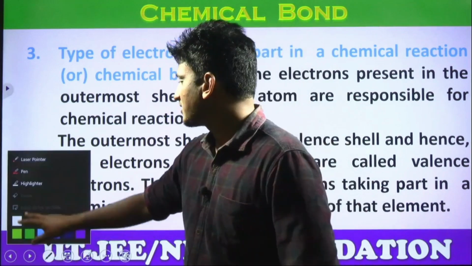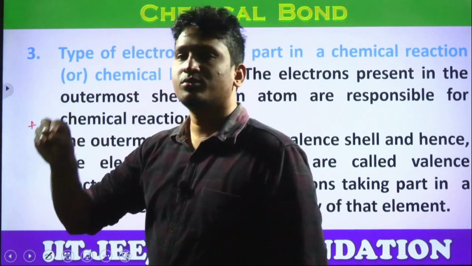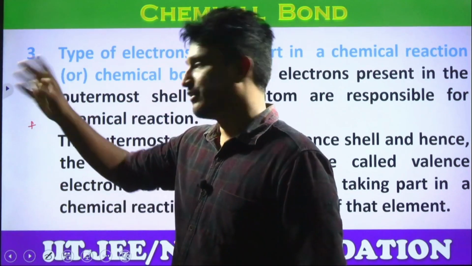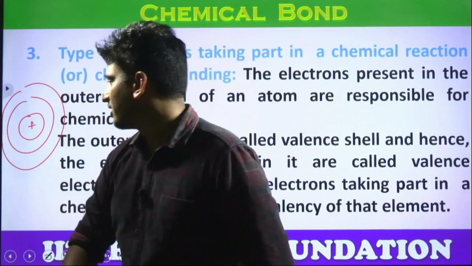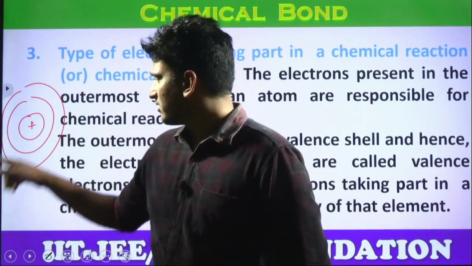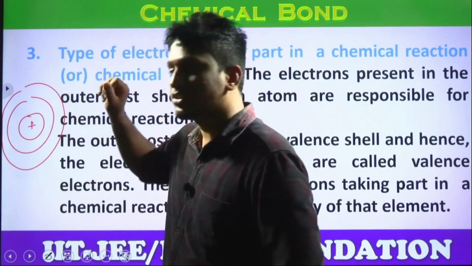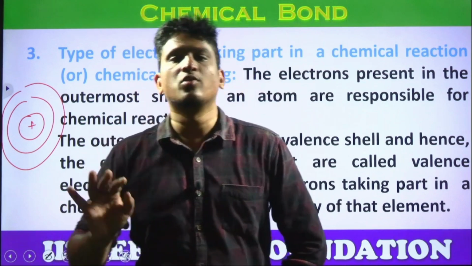Sir, why only valence electrons? For example, chlorine. What is the configuration? 1s2, 2s2, 2p6, 3s2, 3p5. How many shells are there? 3 shells are there. This is chlorine. Now, which electrons are more exposed to the incoming targets? This shell or the last shell? Last shell only, right? So that's why inner electrons do not participate in the bonding.